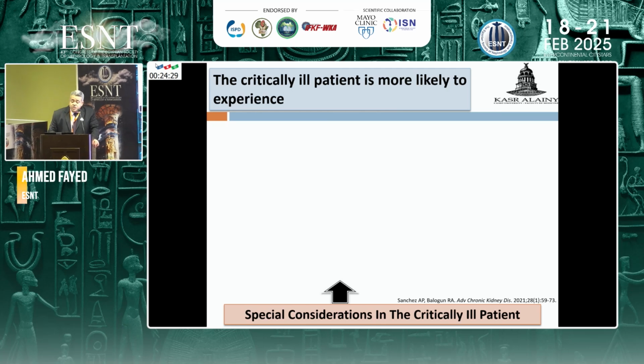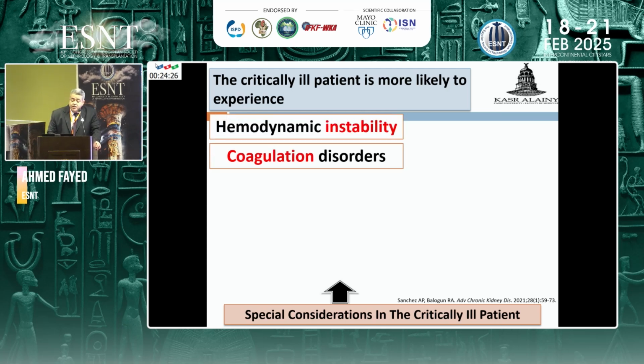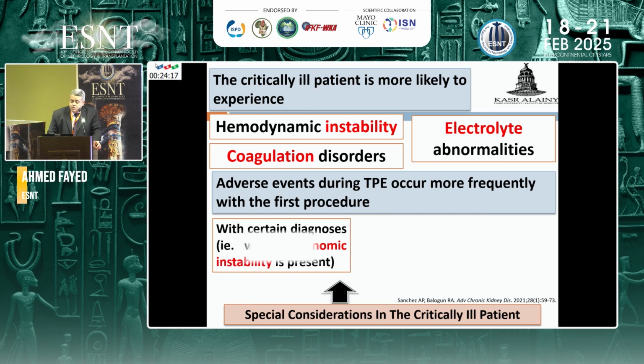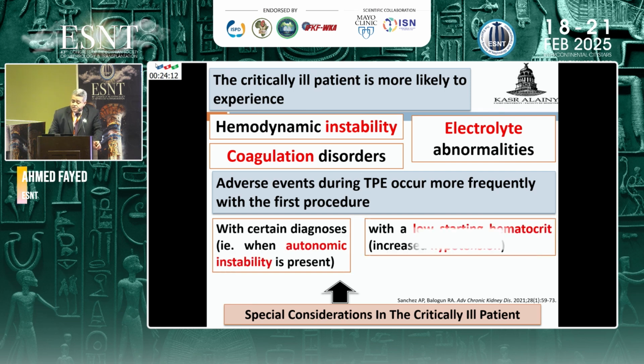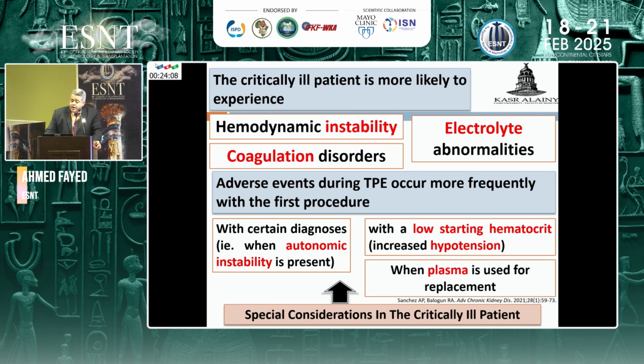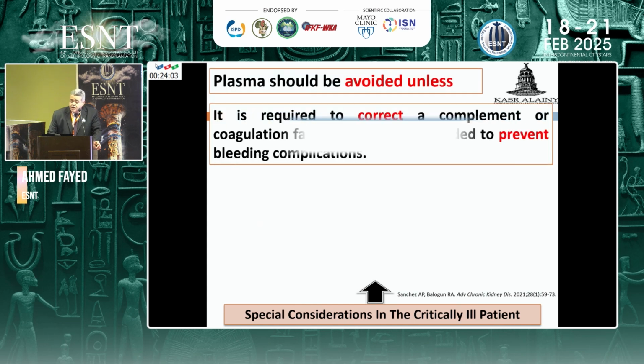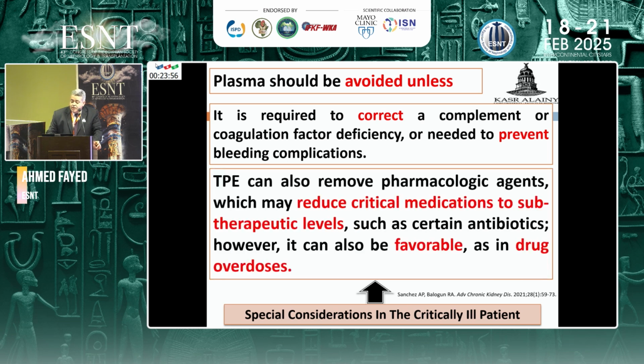The critically ill patient is more likely to experience hemodynamic instability, coagulation disorder and electrolyte abnormality. The adverse events of plasma exchange occur more frequently with the first procedure, especially in patients with certain diagnoses, the presence of autonomic instability and a low starting hematocrit, which increase the risk of hypotension. In general, plasma should be avoided unless it is required to correct a complement or coagulation factor deficiency or needed to prevent bleeding complications.